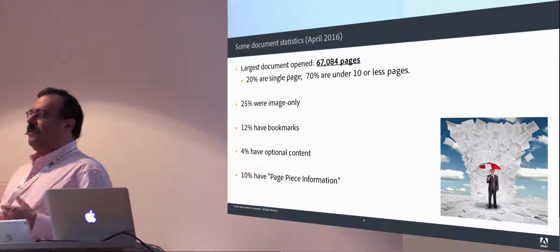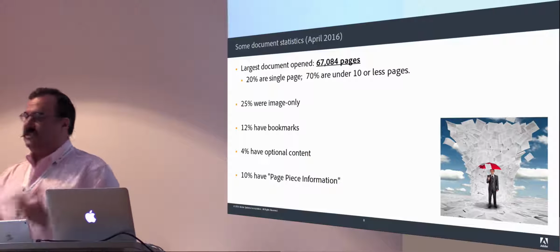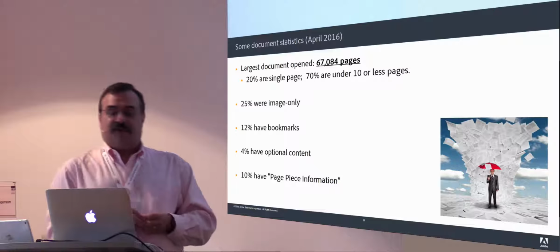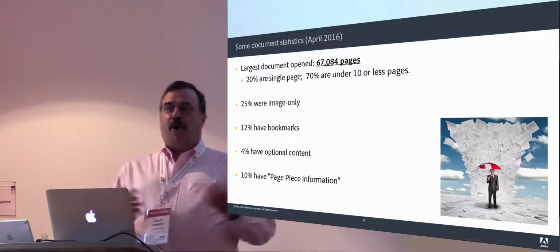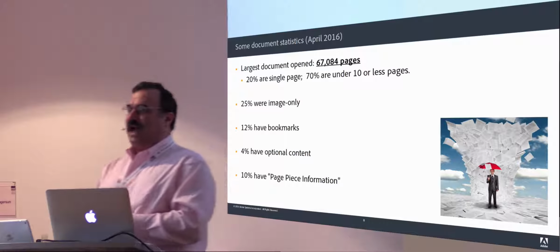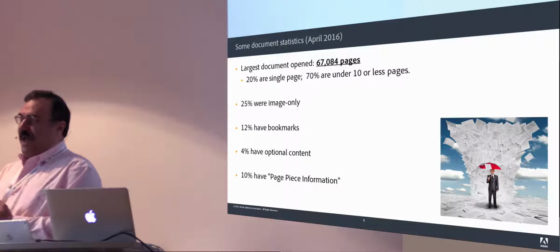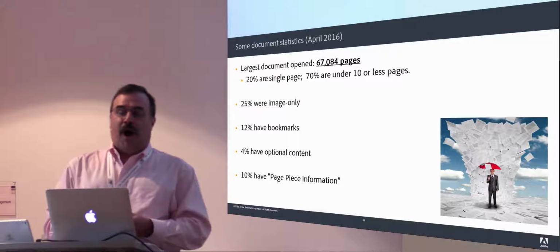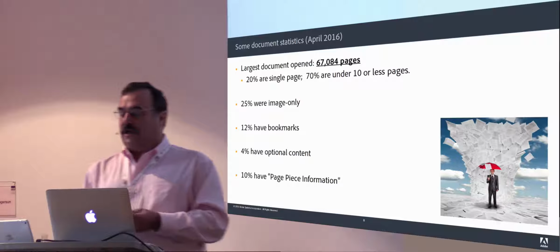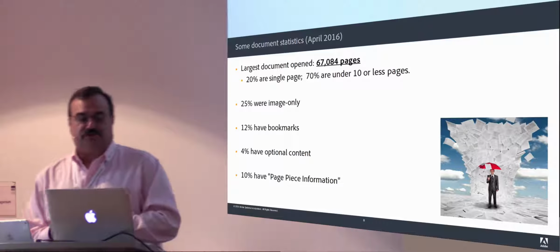I then picked a couple of interesting PDF pieces. 12% of the documents had bookmarks. Bookmarks we like to think is a very popular navigation element. 12% isn't bad. I think I'd like to see it go higher. Personally would love to see more documents contain bookmarks, but I think it's interesting.